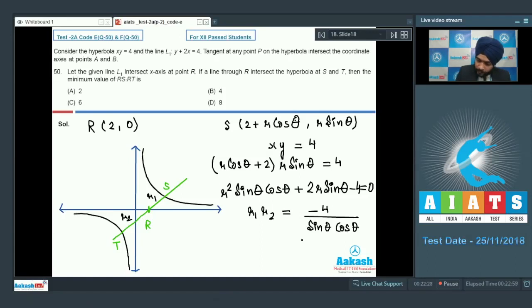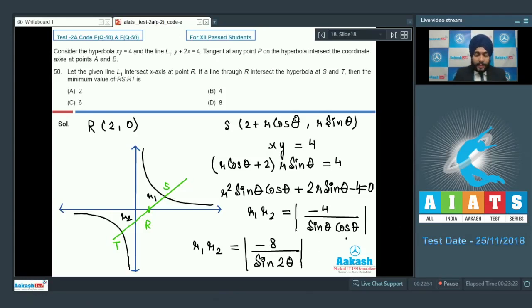and that is minus 8 by sin 2 theta. So what is the value of RS into RT? We should take the mod because it is the distance. The value of RS into RT will be greatest when sin 2 theta is minimum, and the extreme case has sin 2 theta equal to 1. Sin 2 theta maximum is 1. So the answer is 8. Okay, this is the maximum value. Option number D is the right choice.